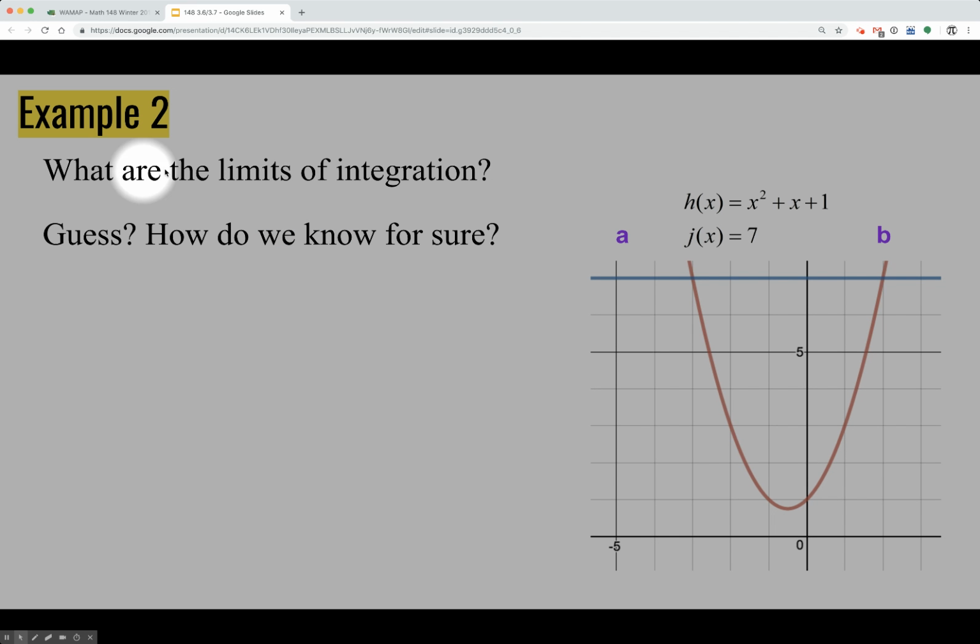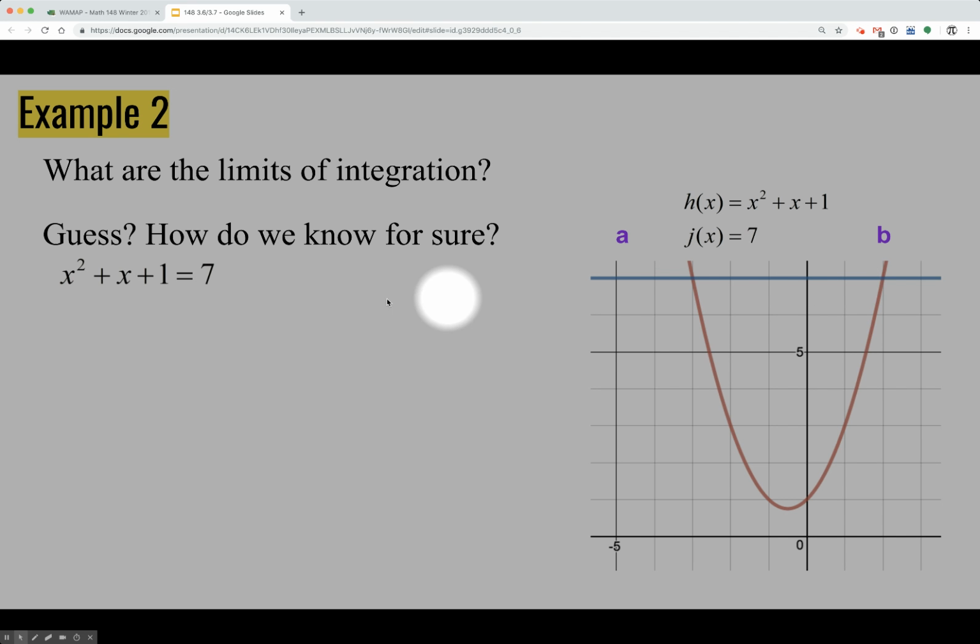We now need to find the limits of integration. Visually, we can see that they take place at points A and B, which are these points here. And we think that those points are -3 on the left and +2 on the right. But we don't want to just guess. How would we know for sure? Remember that two functions intersect when they're equal to each other. So I can set h equal to j and then solve for the value or values of x that make that true. Two functions are equal to each other algebraically when they cross each other on a graph.